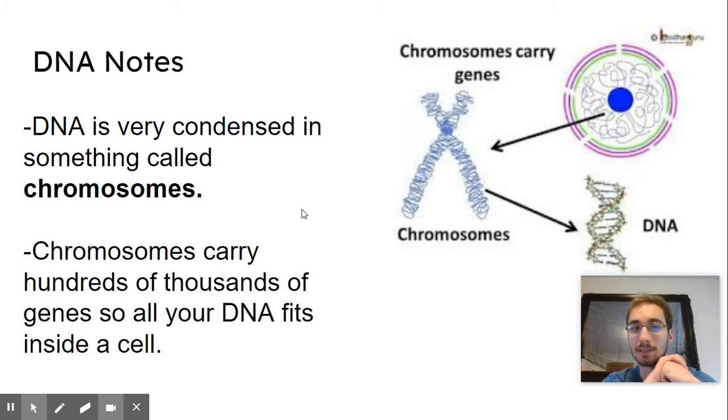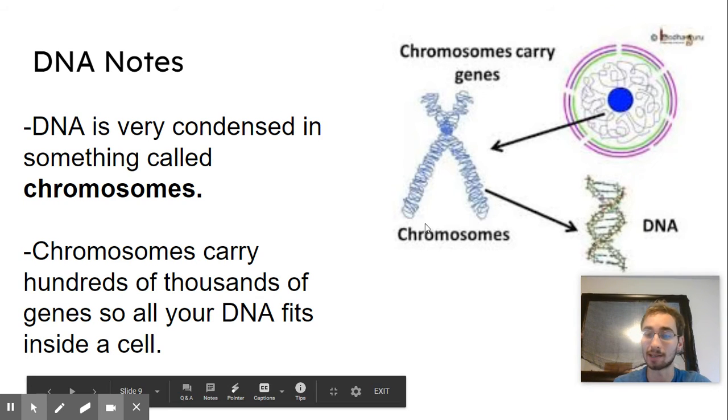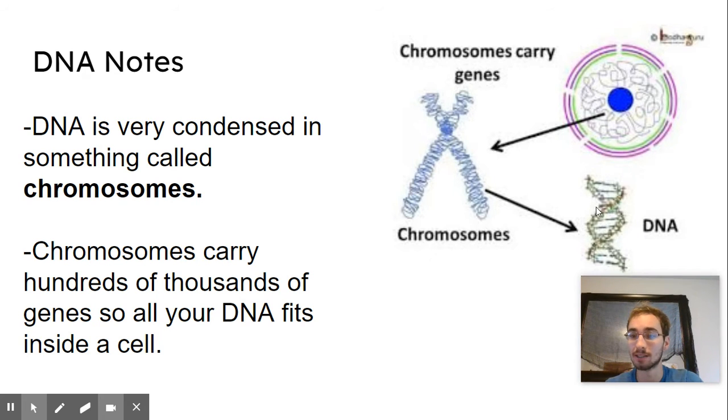The answer? DNA is very condensed. The cell does have a solution. DNA is condensed into something called chromosomes. The DNA is wound really tightly into chromosomes. It looks like this. So here's DNA, and it's really shortened down into chromosomes. That's this X-looking thing. Chromosomes carry hundreds of thousands of genes in your DNA, so it can all fit. They condense it down because otherwise it wouldn't fit into the cell if it was all stretched out.